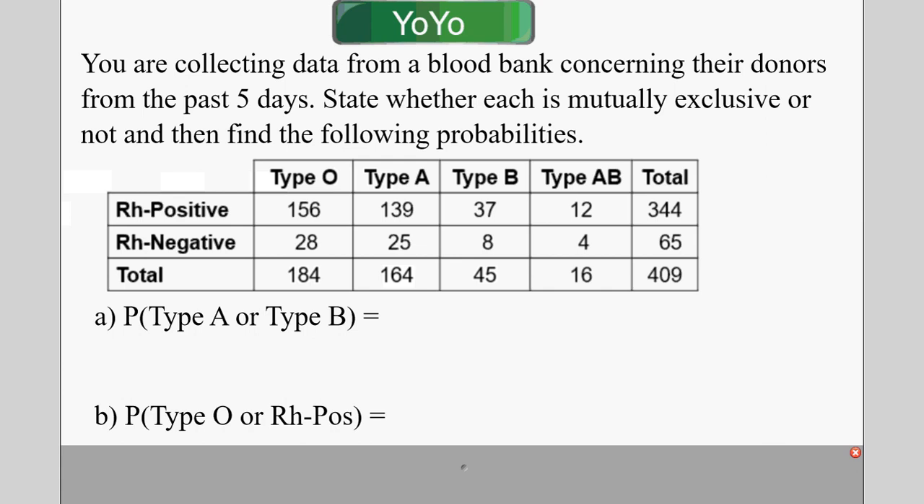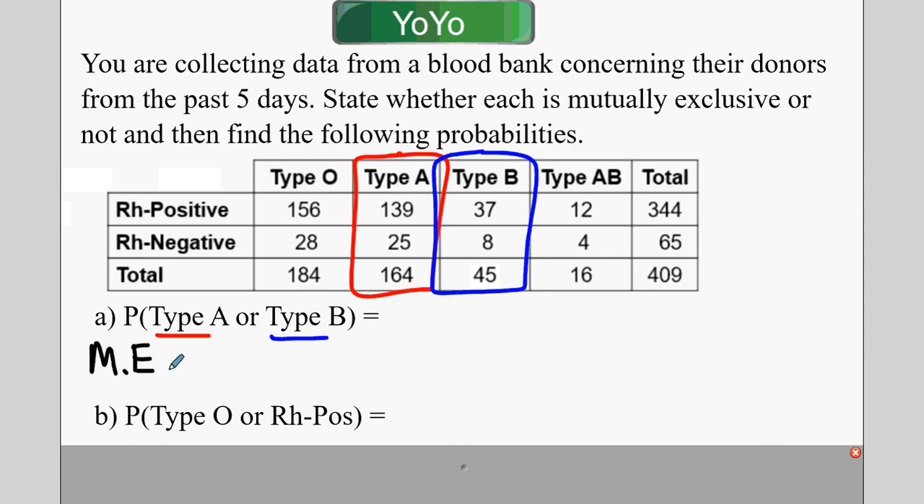Okay, let's do the first one. Probability of type A or B. This is what I would do. I would use colors or just highlight some things. So here's type A blood. Here's type B blood. Do they overlap at all? They do not. So these are mutually exclusive events. They are not going to have any overlap. I don't need to subtract anything off.